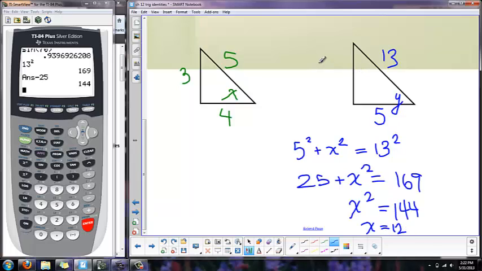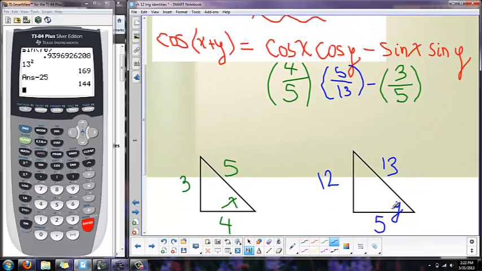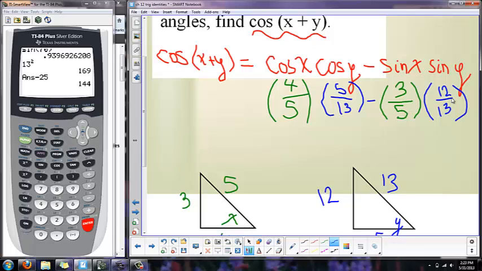That means that the opposite side of this triangle is 12. That means when I go up here and I need to know what the sine of y is, the sine is opposite over adjacent, so 12/13. And that's it.